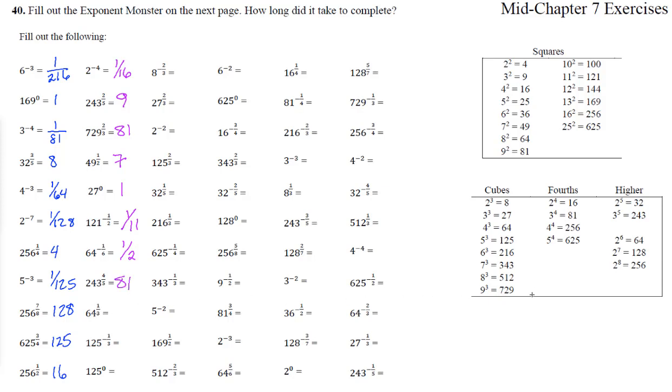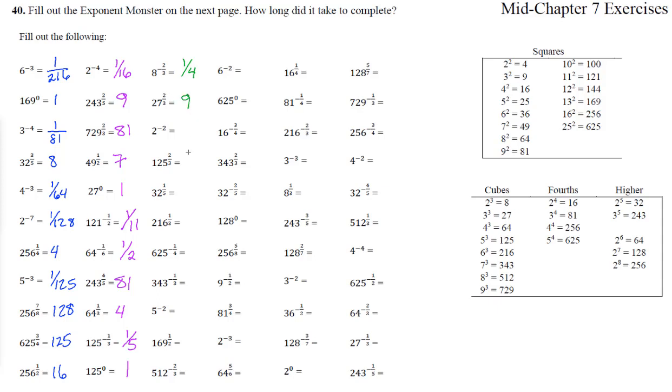64 to the 1/3 power. Let's go to the cubes. 64 to the 1/3 power is 4. 125 to the negative 1/3, that's a fraction, that's 1 over the cube root of 125, which is 5. 125 to the 0 is 1. The next column, 8 to the negative 2/3, that's 1 over. Cube root of 8 is 2. Squared is 4. 27, cube root is 3.